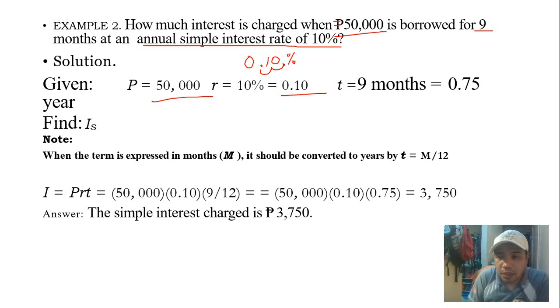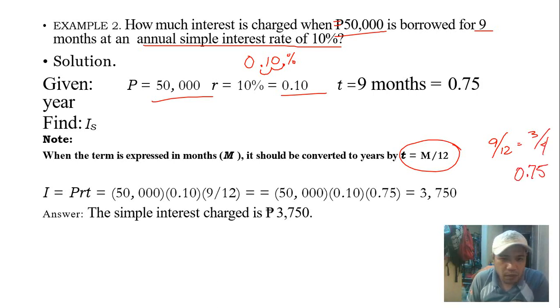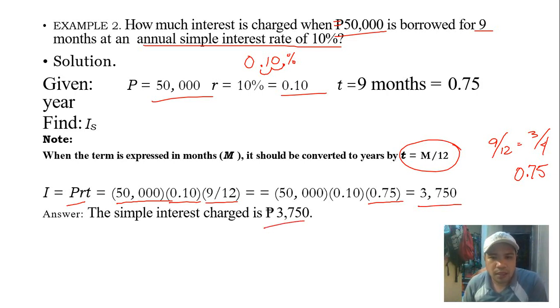Then, T is 9 months. That became 0.75. So, 9 divided by 12 is equal to 3 over 4 or 0.75. Okay, so to proceed, interest is equal to PRT, that is 50,000 times 0.10 times 9 over 12 or 0.75. And that is 3,750. The simple interest charge is 3,750. Next.